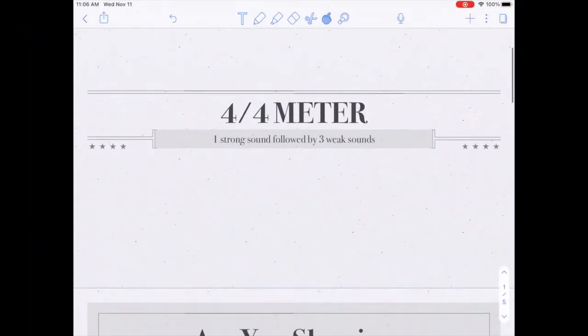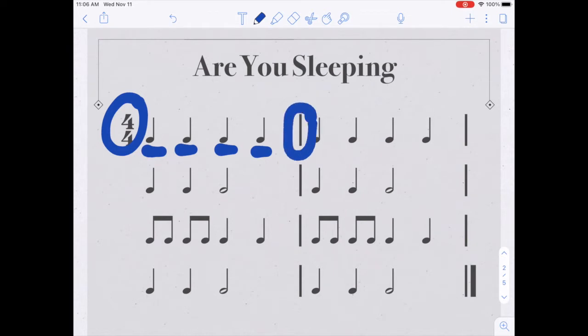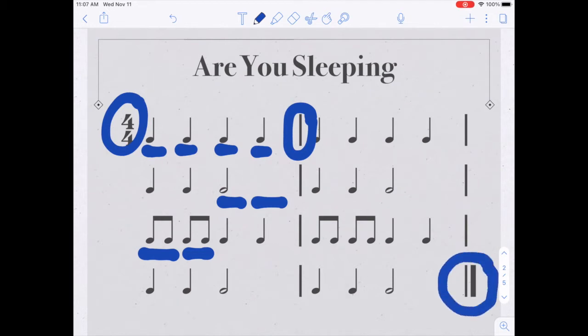So here we have 4/4 meter, which is 1 strong sound followed by 3 weak beats. So here we have our time signature. Tells us there are 4 beats before we draw the bar line. 1, 2, 3, 4, bar line. Don't forget, when we go down to those half notes in the second line, they count for 2. So don't count them once. Make sure you count them twice. Toddies are the same way. 2 sounds but 1 beat. Be very careful when you count those. And then at the end, we have our double bar line that tells us to stop. The distance between 2 bar lines is a measure.